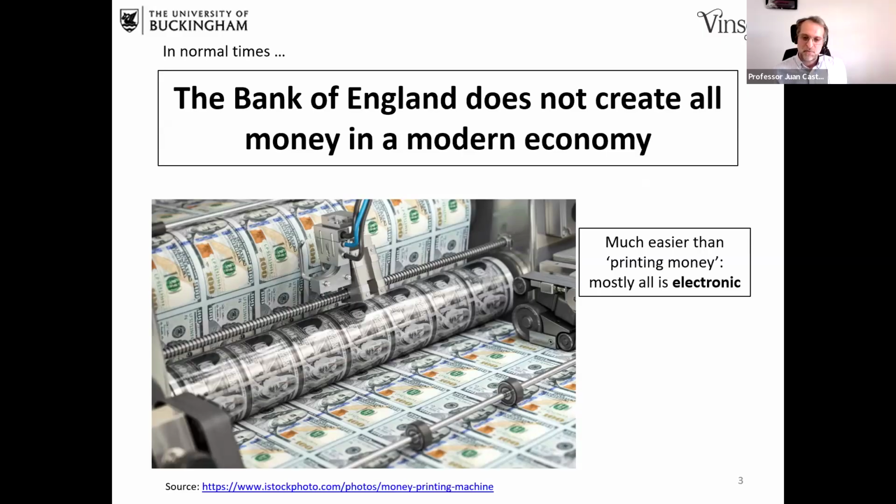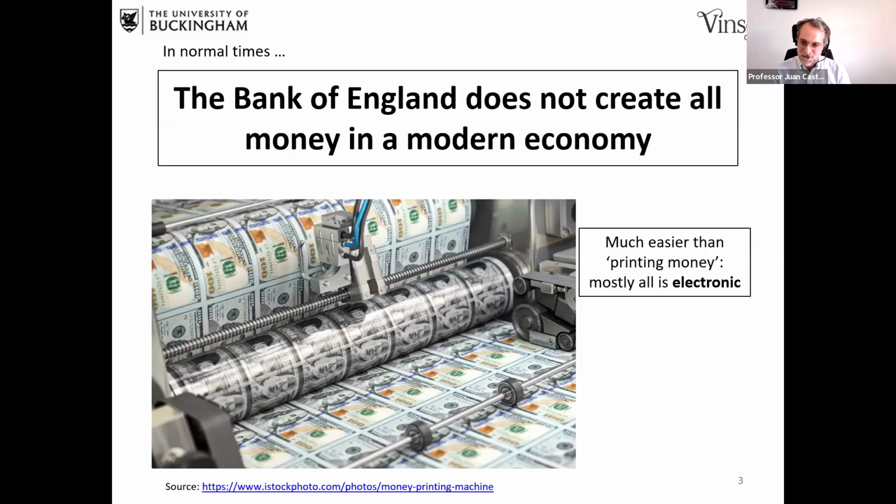And actually, when people refer to the printing press and say that the Bank of England or the government is printing too much money, that's not accurate either. They don't print money. Money is printed by other institutions in most countries. And the amount of money printed, the amount of notes in circulation, is really very little as compared to what we call electronic money, which is the vast majority of money used in a modern economy.